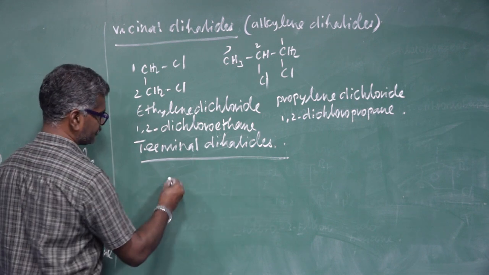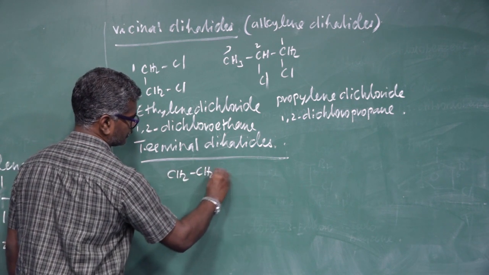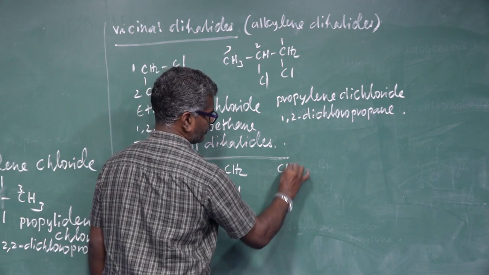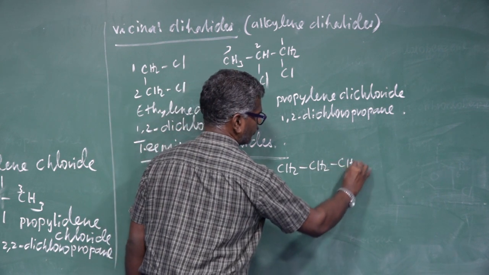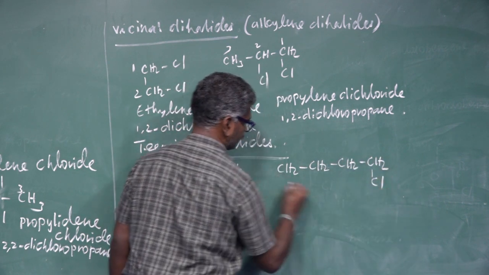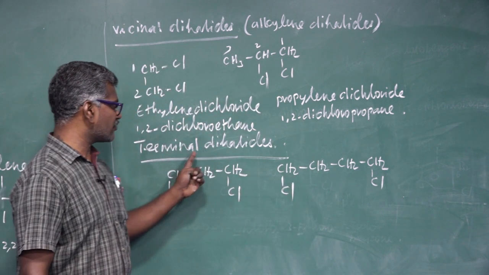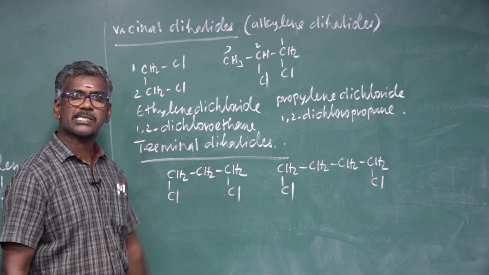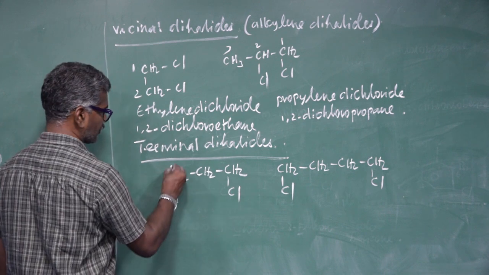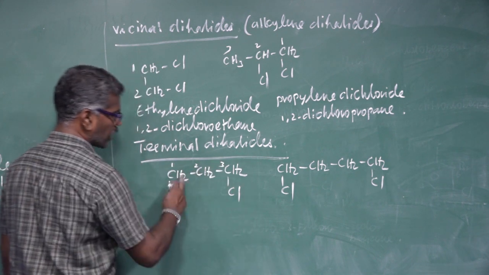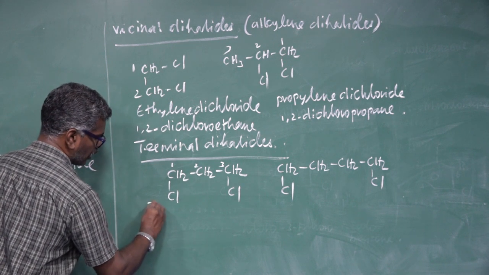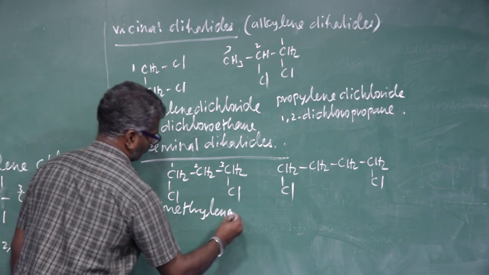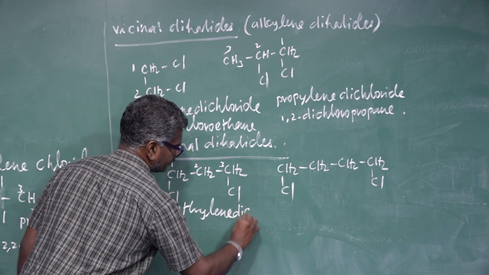terminal dihalides. What is the definition for terminal dihalide? If halogen atoms are attached to the terminal carbons, this is known as terminal dihalide. 1, 2, 3. Totally how many carbon? 3 carbon. So trimethylene dichloride.